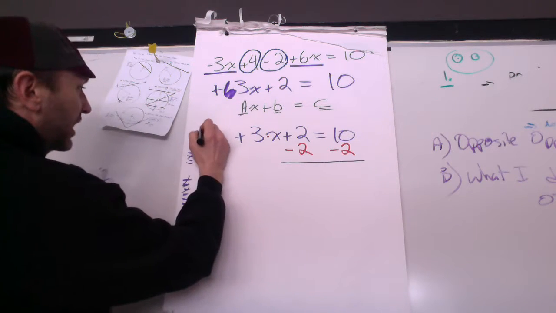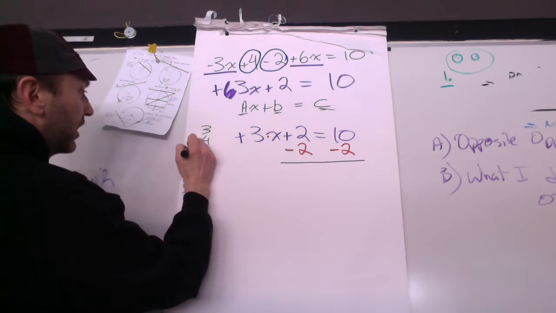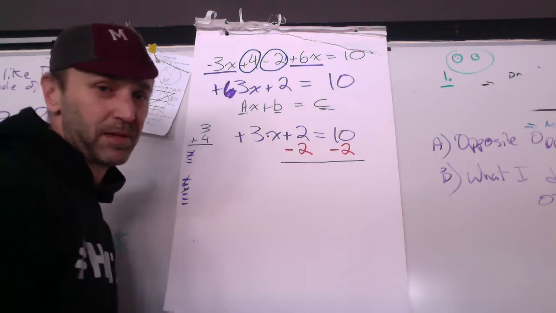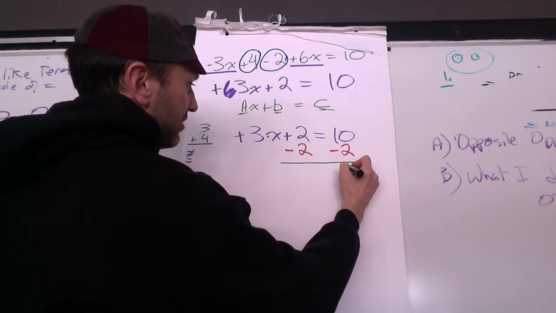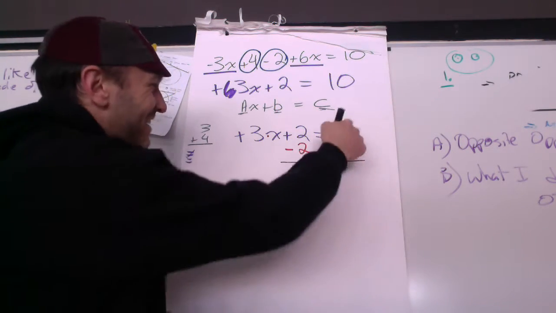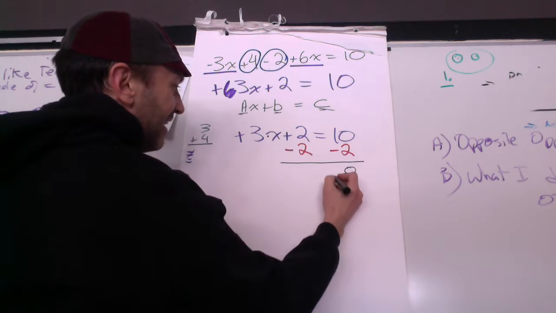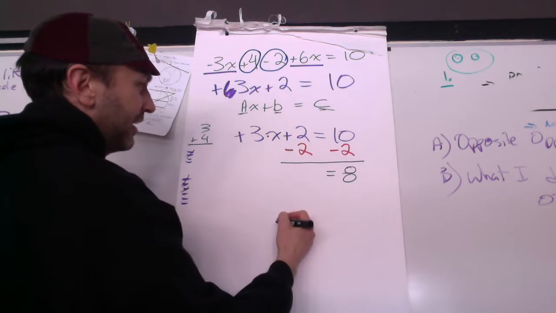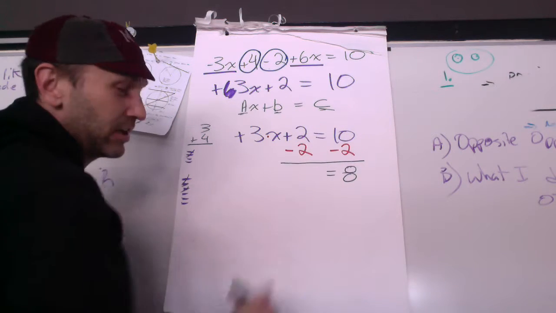Remember, just like when you were a kid, 3 plus 4 equals. This gives me the equals. So we solve. 10 minus 2 is 8. I'm going to put my equal sign back in. Now 2 minus 2, well, that's going to be 0.